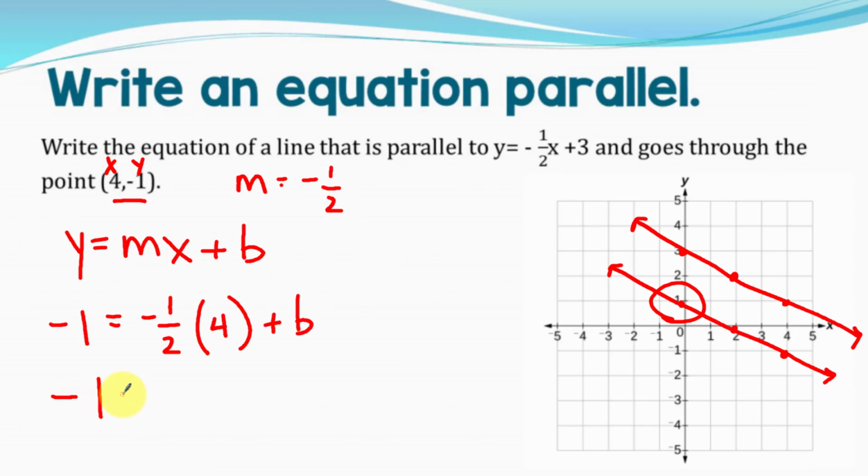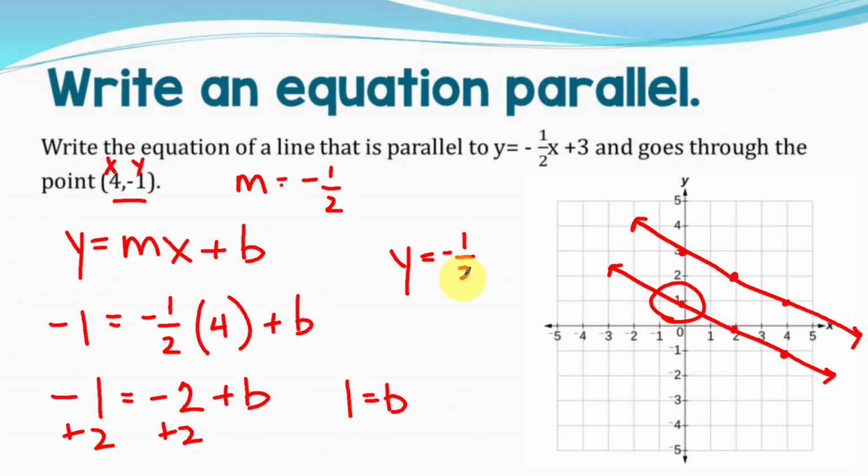All right, so solve this. Negative 1/2 times 4, so that becomes a negative 2. All right, and then add 2 to both sides. So negative 1 plus 2 is 1 equals b. And that's about what it looks like, that the intercept would be 1. So when we go to rewrite the equation, I'm going to leave y as a variable. I'm going to put in my slope, leave x as a variable, and then I'll put in the intercept that I found.